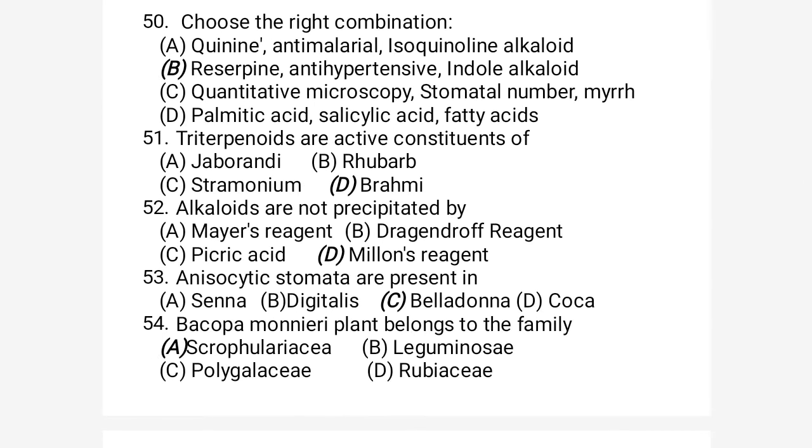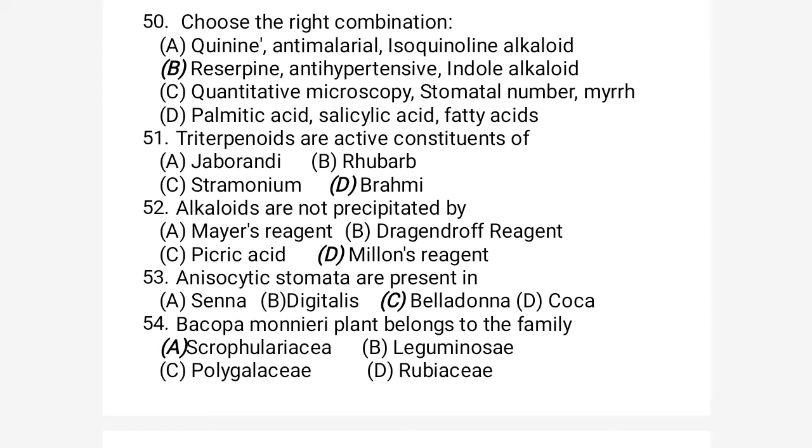Now for 50, choose the right combination. Option A: quinine, antimalarial, isoquinoline. It is not isoquinoline. If it were quinoline the answer would be fine, because quinine is used as an antimalarial, but it contains the quinoline nucleus, not isoquinoline. So the option A combination is not correct. We have to choose the right option only.